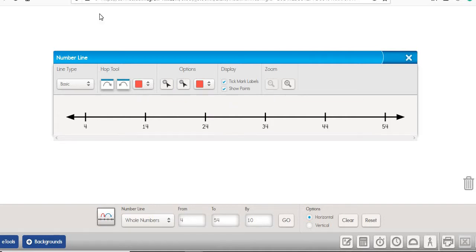The same idea. If we start with 4, plus 10 equals 14, plus 10 equals 24, plus 10 equals 34, plus 10 equals 44, and plus 10 equals 54.